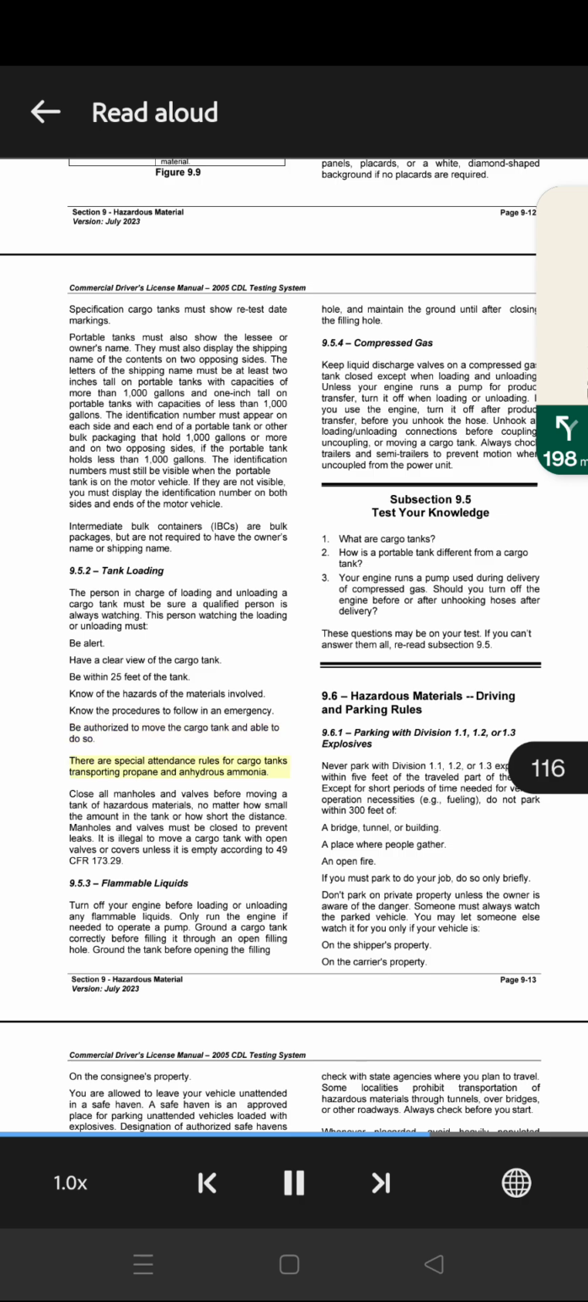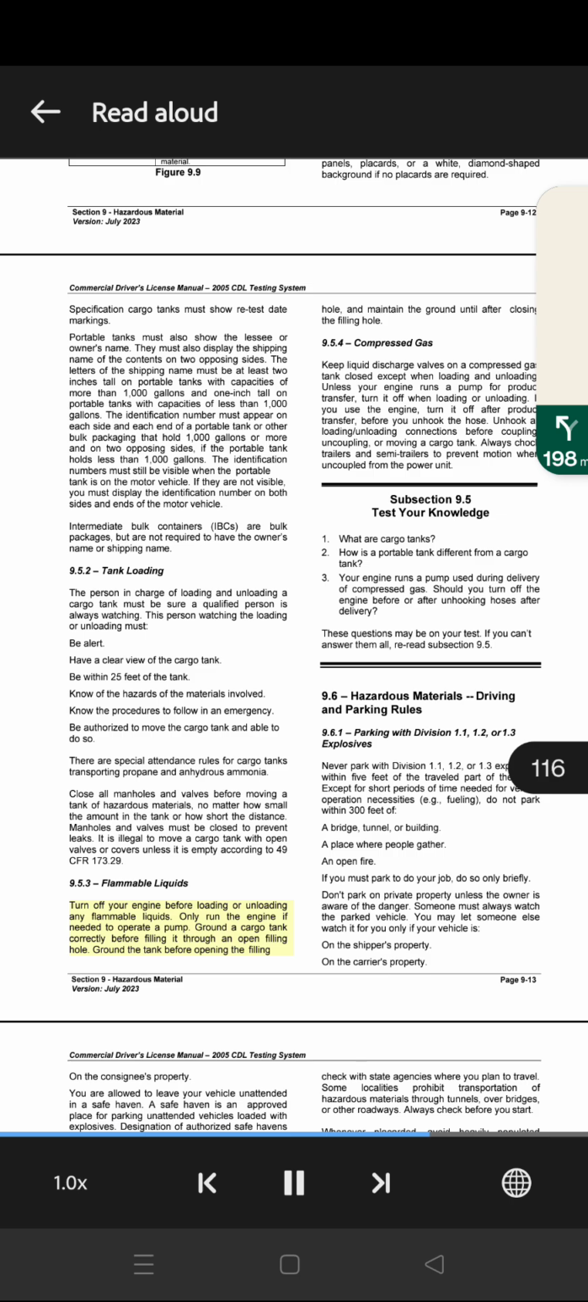There are special attendance rules for cargo tanks transporting propane and anhydrous ammonia. Close all manholes and valves before moving a tank of hazardous materials, no matter how small the amount in the tank or how short the distance. Manholes and valves must be closed to prevent leaks. It is illegal to move a cargo tank with open valves or covers unless it is empty, according to 49 CFR 173.29.